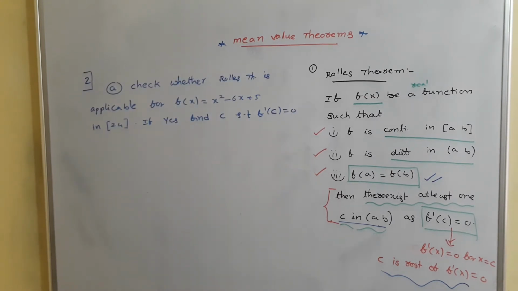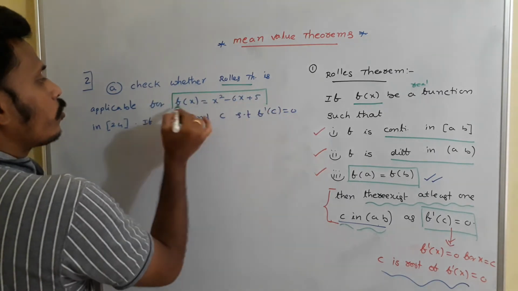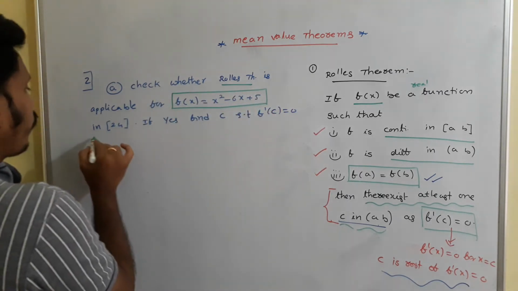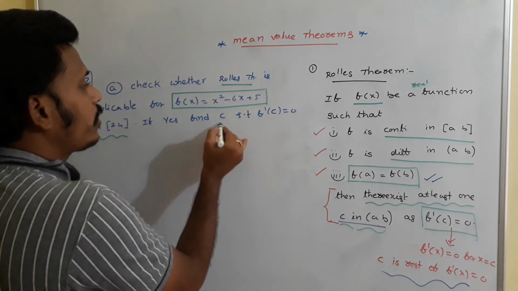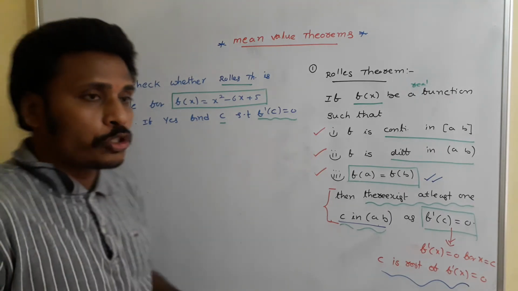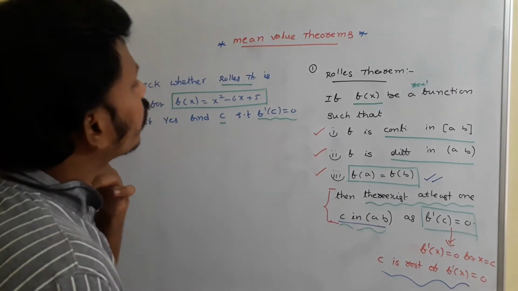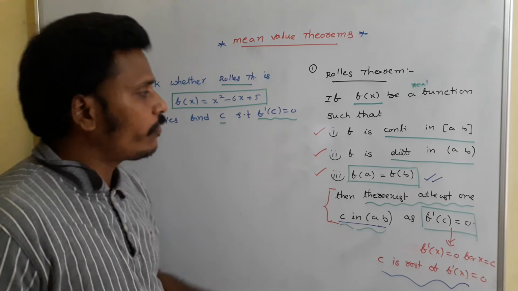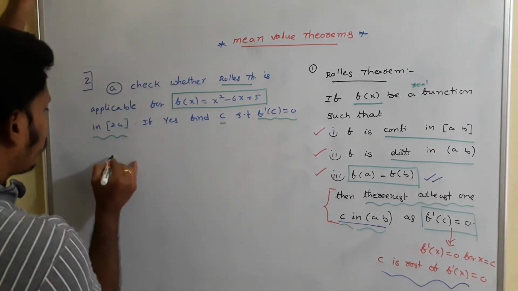Look at the first simple problem on Rolle's theorem. We need to check whether Rolle's theorem is applicable for the function f of x is equal to x square minus 6x plus 5 in the interval 2 to 4. If yes, find c such that f dash of c is equal to 0. First of all, we need to check whether Rolle's theorem is applicable or not. Right? To check the applicability of Rolle's theorem, we need to check these three conditions. Okay?